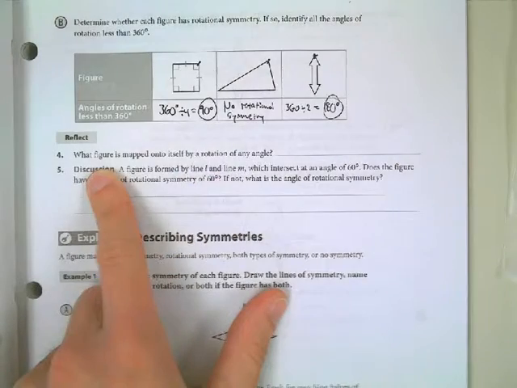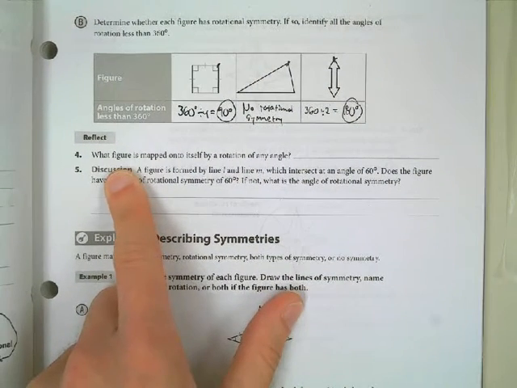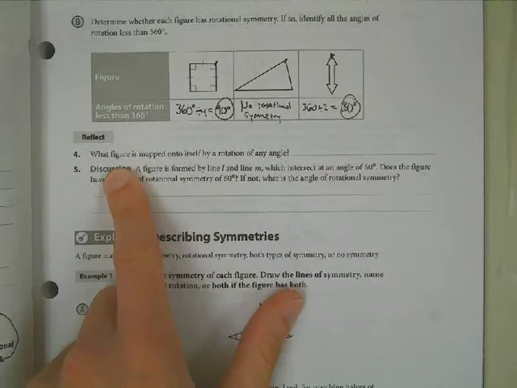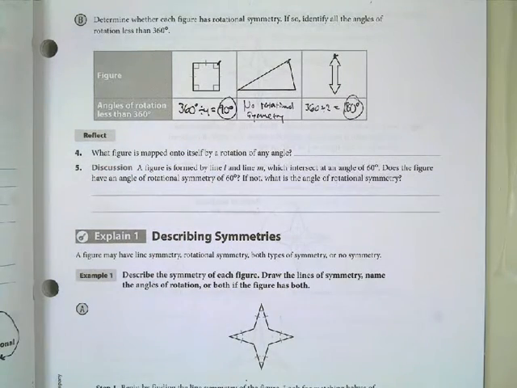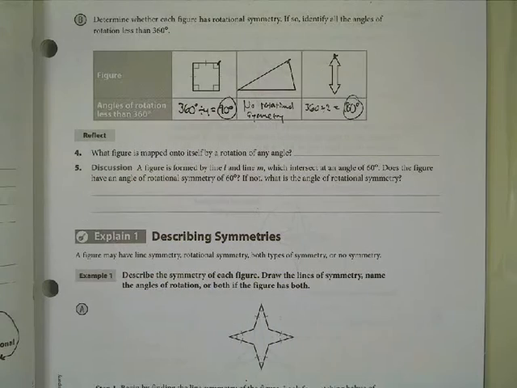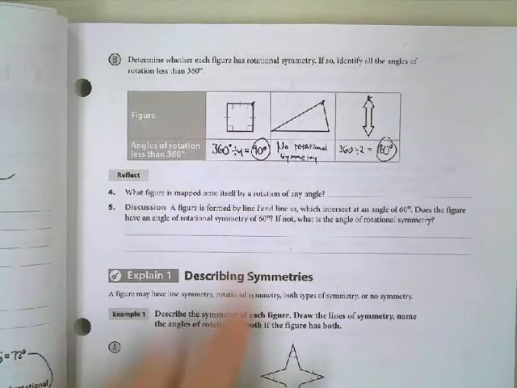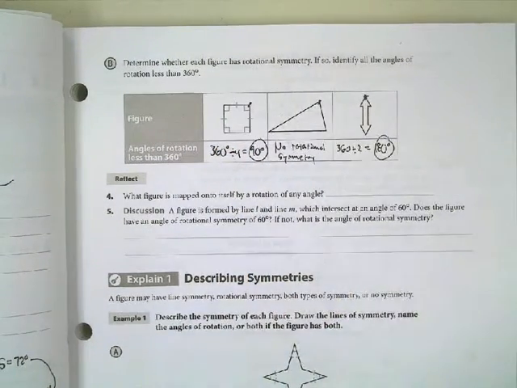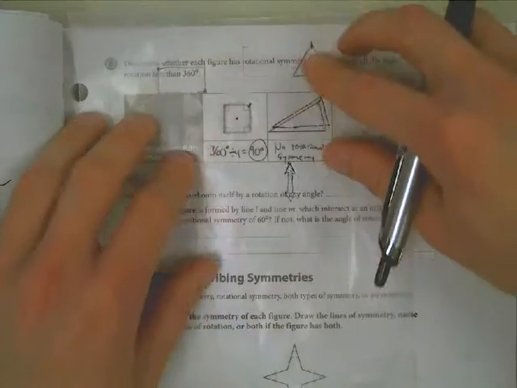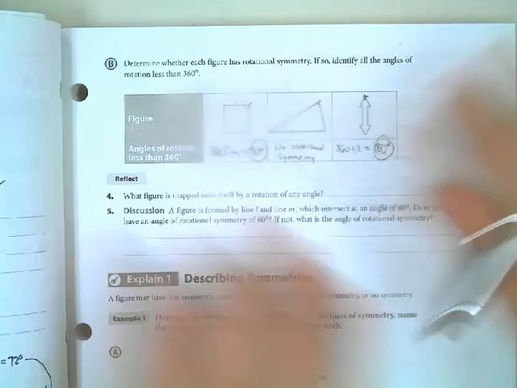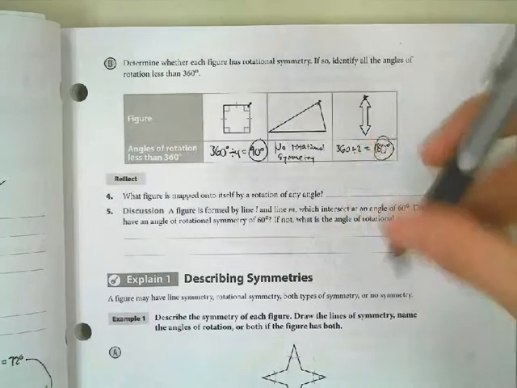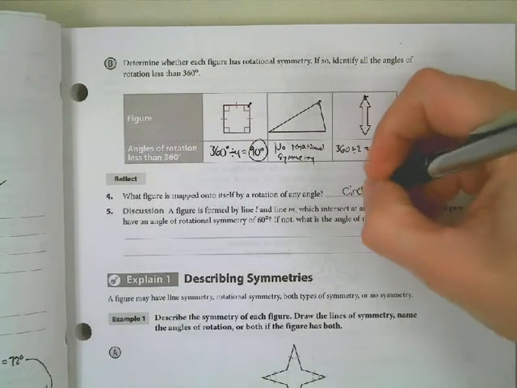Listen up, please. So what figure is mapped onto itself by rotation of any angle? Oh, the square. Any angle? Again, what figure is mapped onto itself by a rotation of any angle? The square, it needs to be a 90-degree angle, right? If I just do like that, yeah, it's a circle. It's a circle, okay? A circle can be rotated any degree and it will still be mapped onto itself.